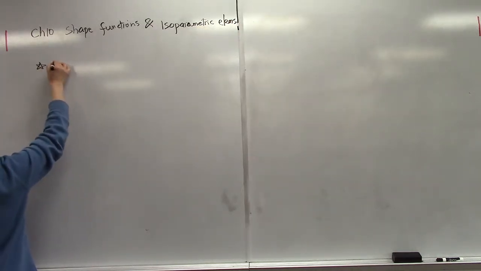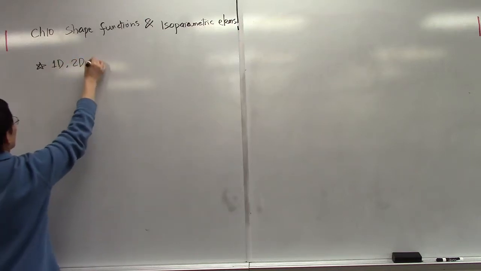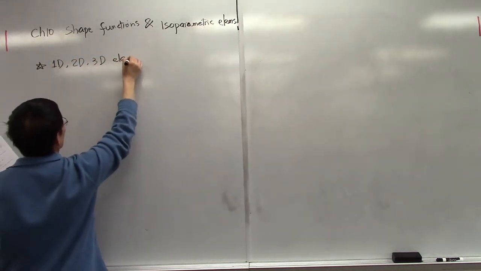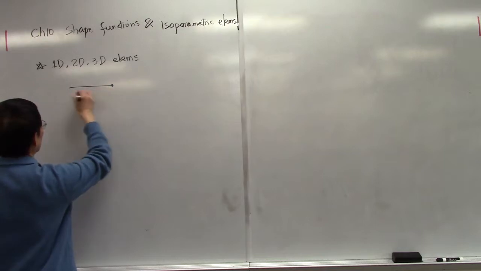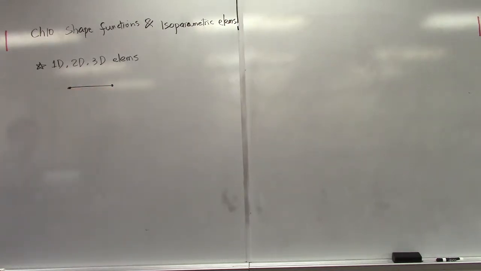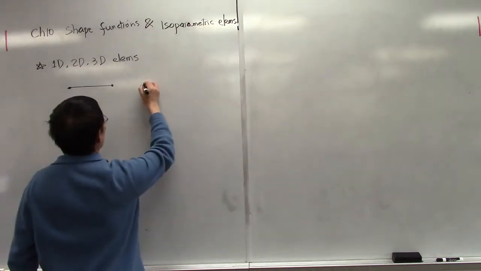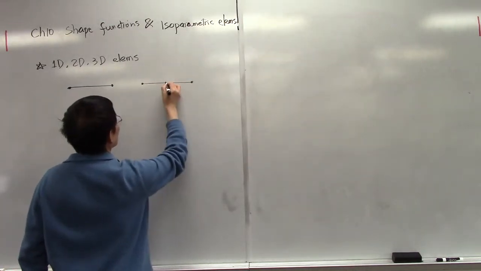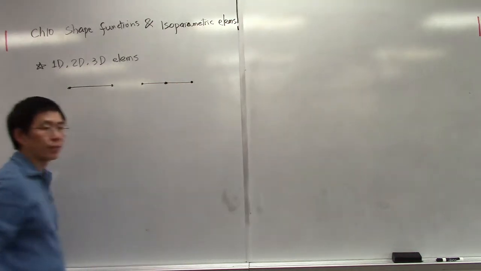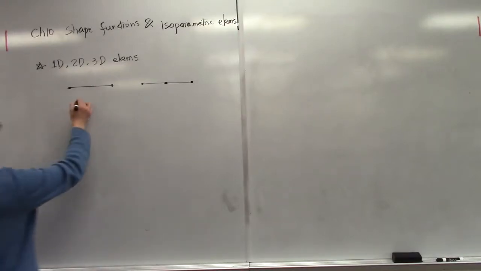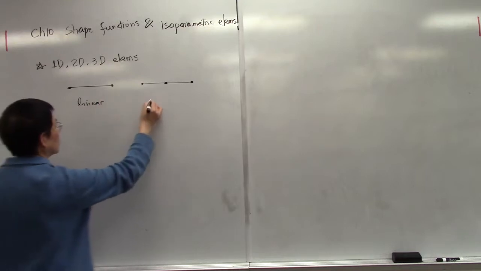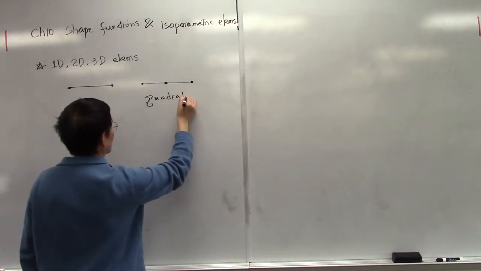We have 1D, 2D, and also 3D elements. In 1D, it is a line element. We could have two nodes, which means the displacement field will vary linearly between the two nodes. We could also use a three-node element, so there's a mid-edge node here. If we use the three-node 1D element, it will be quadratic. So this is linear, and this is quadratic.